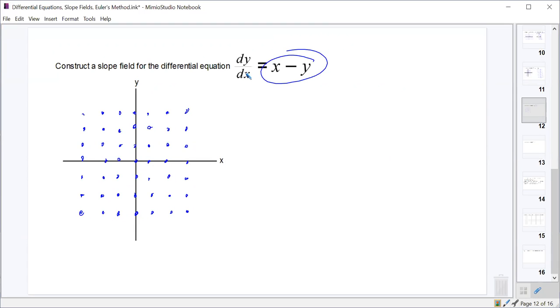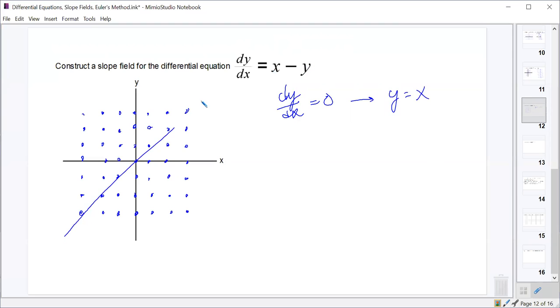Generally, we'll just choose a value that we want dy/dx to equal. So suppose I want dy/dx to be 0. Well, if dy/dx is 0, that tells me that y equals x. So anywhere along the line y equals x, that's this line, right? The slope should be 0.